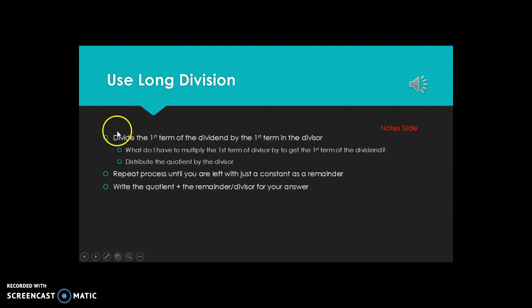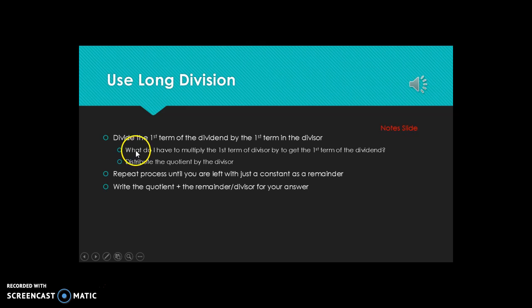So use long division. We're going to divide the first term of the dividend by the first term in the divisor. Okay? And remember that the dividend is what's inside our division, right? And the divisor is what's outside. So all you're really doing is looking at the first term of each. And this process just repeats. It's the long division algorithm.